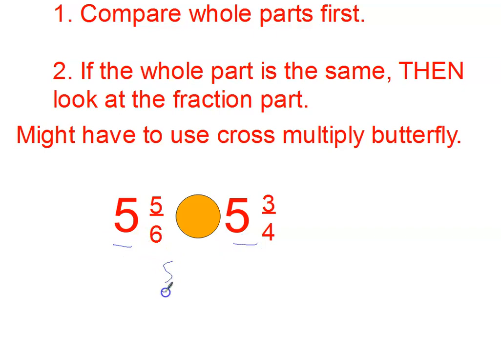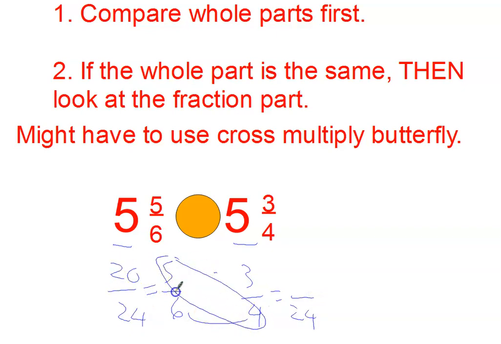We got 5/6 against 3/4. Okay, this time I'm going to check really fast. I do not have something I can do 4 times something equals 6. So I'm going to cross multiply. I'm getting a 24 from 6 times 4. So both bottoms are going to be 24. 5 times 4 is 20 again. And 6 times 3 is 18. This time 20 over 24 is larger, so we're going this way.